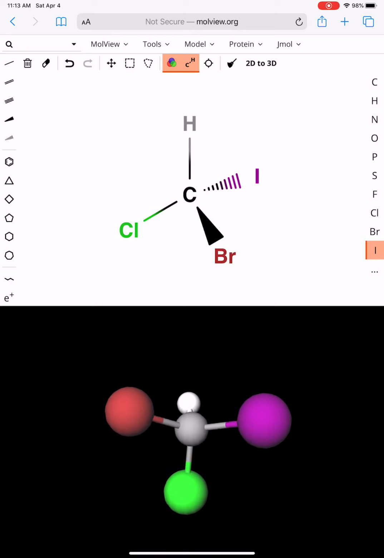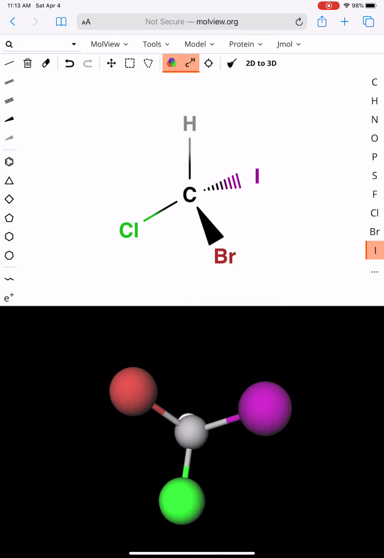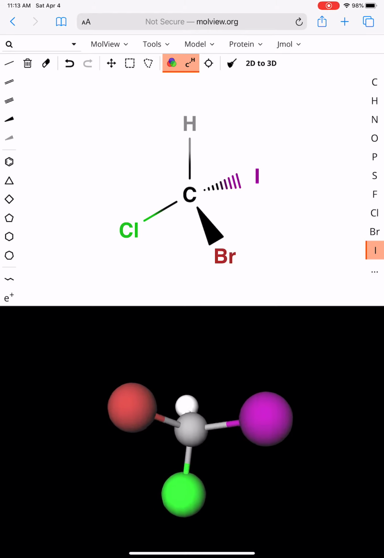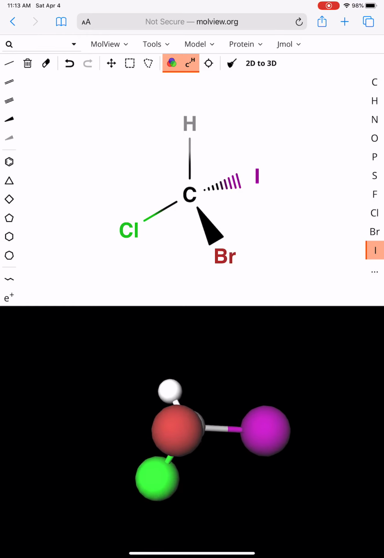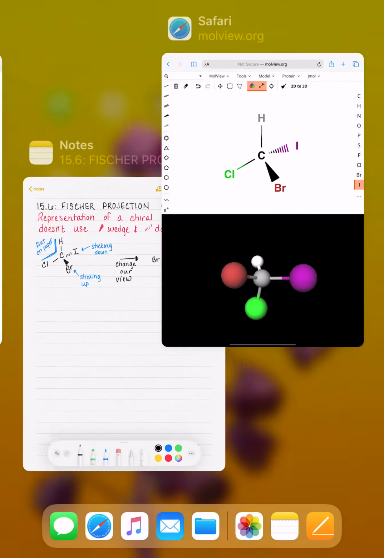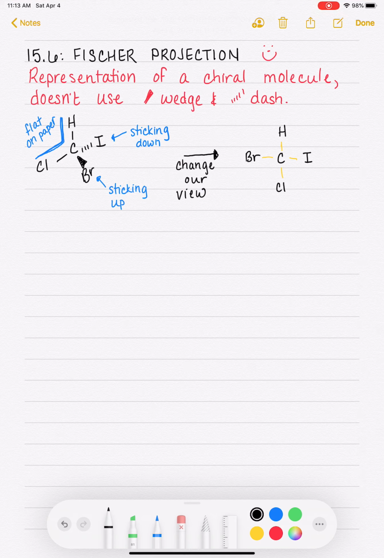And as I rotate this a little bit, look at how the red and the purple, the bromine and the iodine, they're both sticking up at me. So the hydrogen and chlorine are sticking down. The bromine and the iodine are sticking up. Hydrogen and chlorine are sticking down. And remember, down is a dash bond. And the bromine and the iodine are sticking up. Those are wedge bonds. So all we've done is change the way we're looking at the molecule, which allows us to draw it differently with wedges and dashes in different spots.